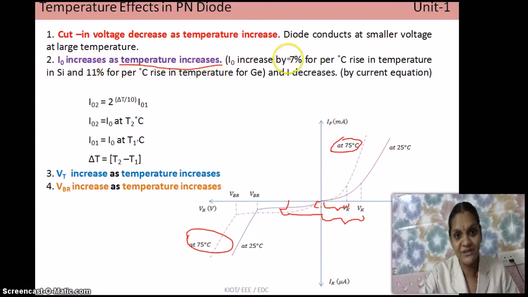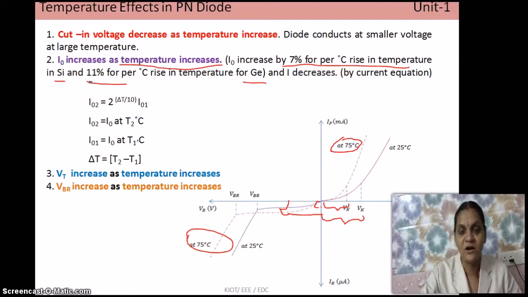How much will it increase? It is about 7% per degree rise in temperature in the case of silicon. If the diode is made of silicon, for a 1 degree rise in temperature, I0 increases by 7%, whereas in the case of germanium, I0 increases by 11%. That is why I say the leakage current in germanium is very high, and that is one of the reasons we do not prefer germanium for almost all semiconductor device manufacturing.